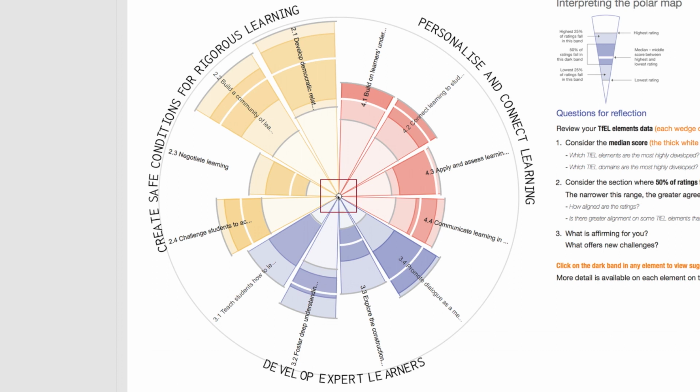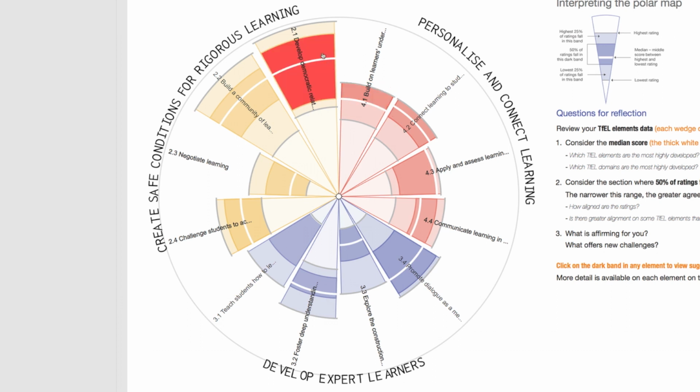The center of the polar map indicates the lowest level of development, and the outer circle represents the highest level of development. All feedback ratings fall between the outer and inner grey lines. The outer and inner light bands show the highest and lowest 25% of ratings respectively. The dark band shows where 50% of the ratings fall. A narrower band means the perception of the teacher's practice is more consistent across the survey participants.